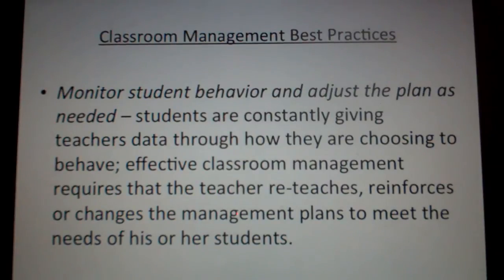But it is important that if we're going to set up the students for success, if we're going to set ourselves up as teachers for success, that we have good classroom management procedures and practices in place. And the research really shows that these are some major ones.